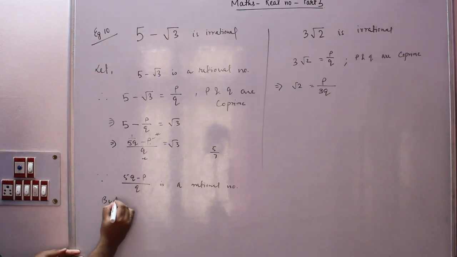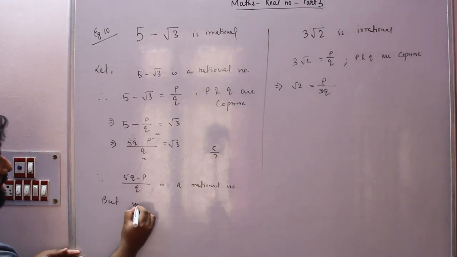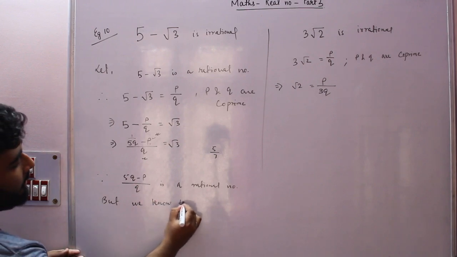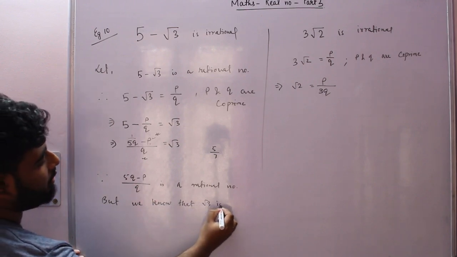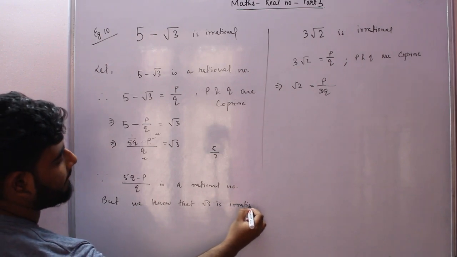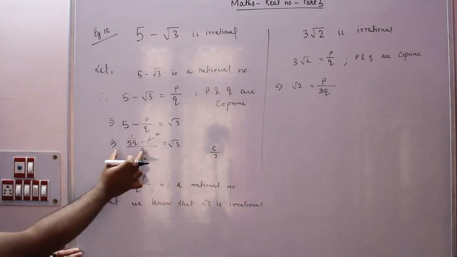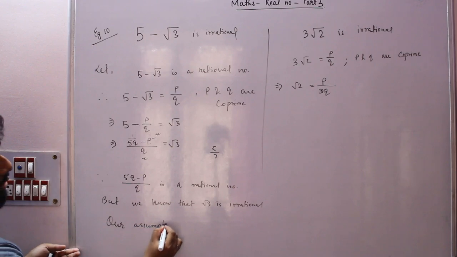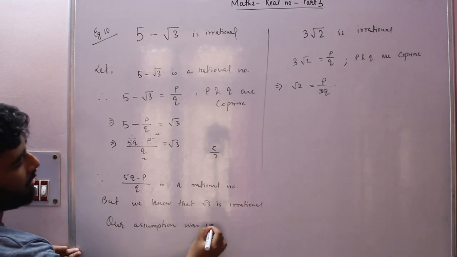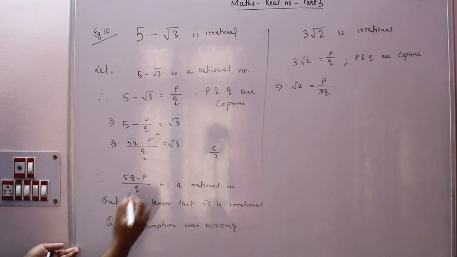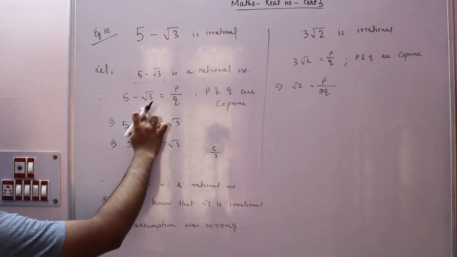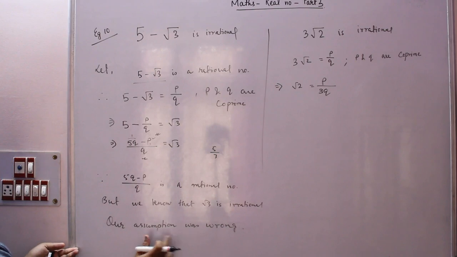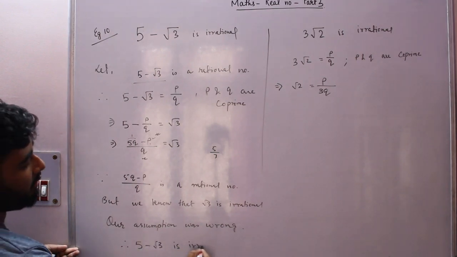But we know that root 3 is irrational. Since root 3 is irrational but this is showing rational, our assumption was wrong. Since our assumption was wrong, the whole number we considered to be rational is not. Therefore we can write 5 minus root 3 is irrational. Simple.